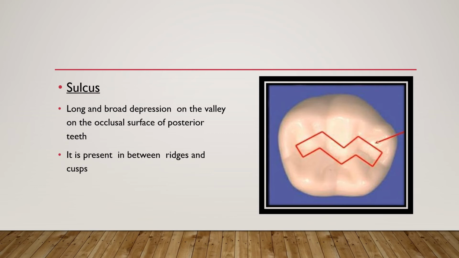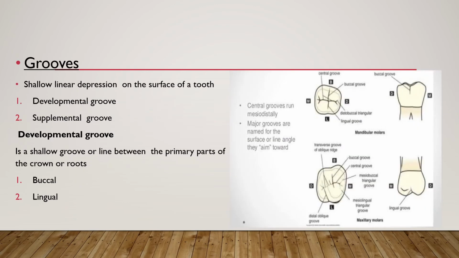You don't have to confuse between the two terms, sulcus and groove. Groove we are going to study next, because sulcus is a long and broad depression, whereas a groove is a shallow line. Now, what are grooves? A groove is a shallow linear depression on the surface of a tooth, whereas sulcus was a long and broad depression on the occlusal surface.